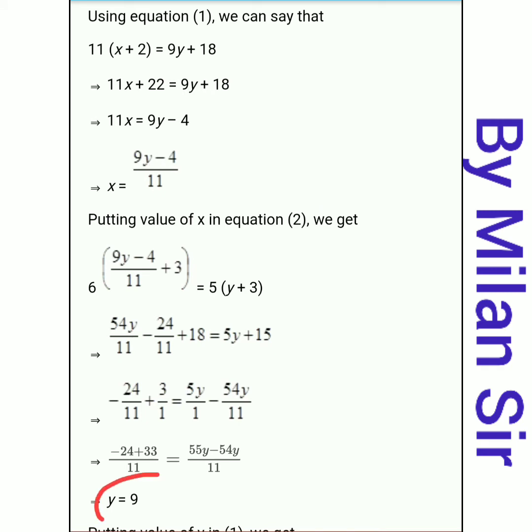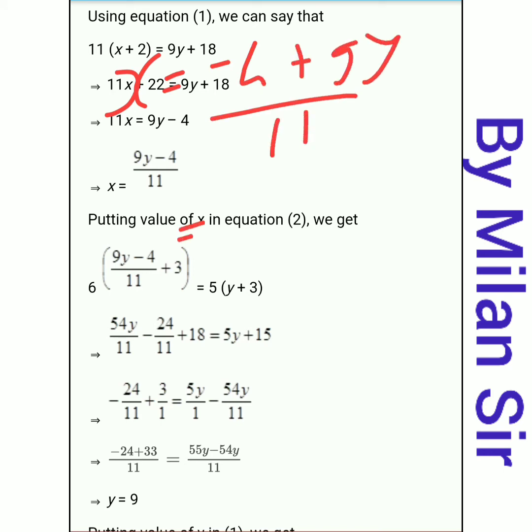Now put this value, y is equal to 9, in equation number 3. Our equation number 3 is x is equal to minus 4 plus 9y upon 11. So put the value of y is equal to 9.